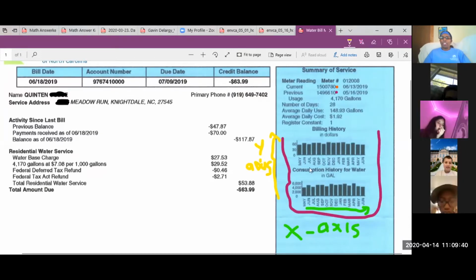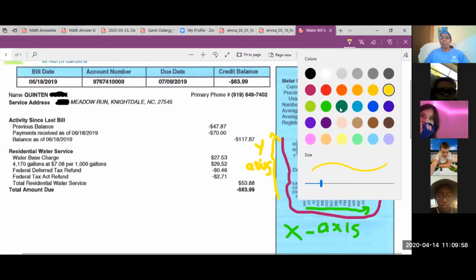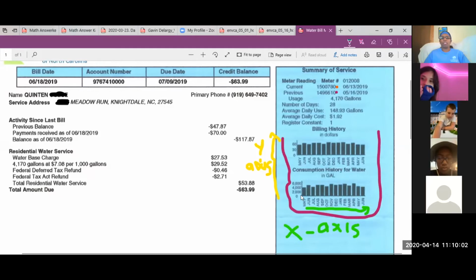So the x-axis and the y-axis have information. On the x-axis is the months. The y-axis is the number of gallons of water. And the gallons start from zero, which is this point right here. This point on any graph, where the two lines meet, where the x-axis and y-axis meet, is called the point of origin.